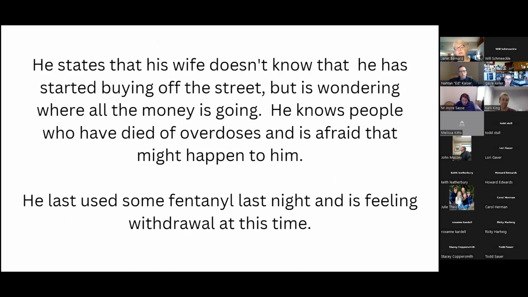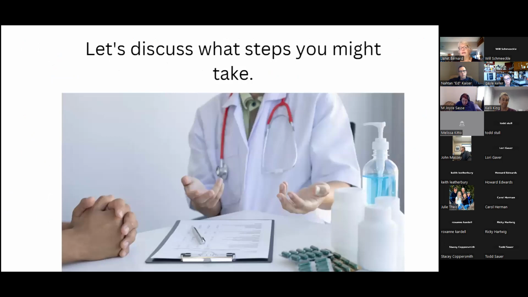He states his wife doesn't know, but is wondering where all the money is going. He knows people who have died of overdoses and is afraid of what might happen to him. He was a walk-in to your clinic. He used fentanyl last night and is in early withdrawal. So let's discuss what steps you might take. Anybody have any thoughts about this whole business?